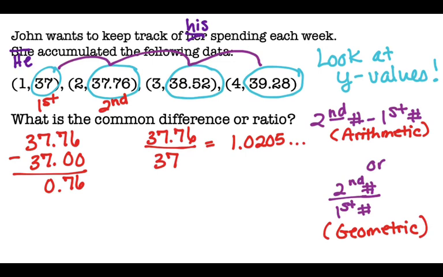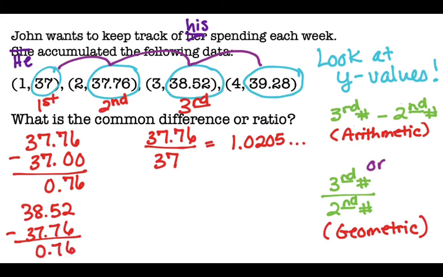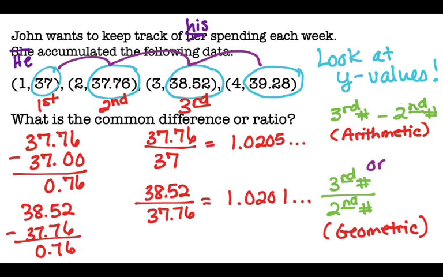And now you have to do it a second time, so there's 2 tests that you have to do. Now you got to do it for the third minus the second, and the third divided by the second. So we're going to do it again, but now the third number, so 38.52 minus that 37.76, and I get 76 cents again. Then I'm going to do it for my geometric, which is 38.52 divided by 37.76, and I get 1.0201.